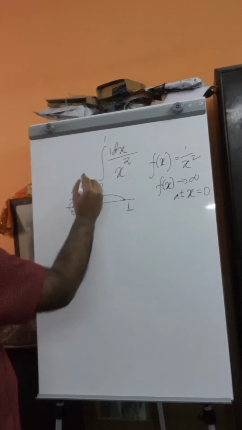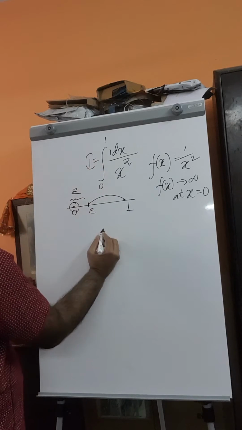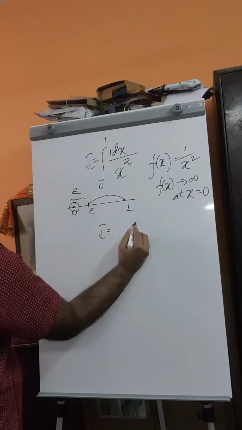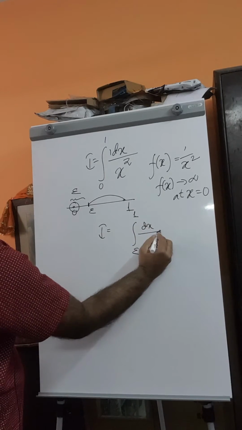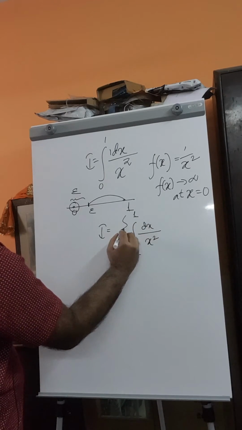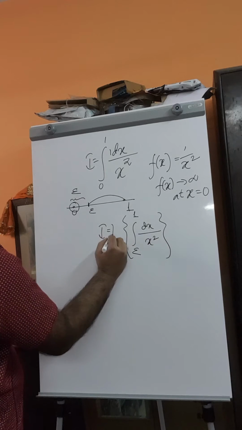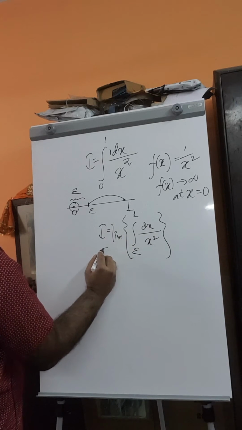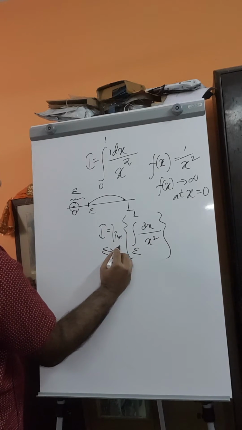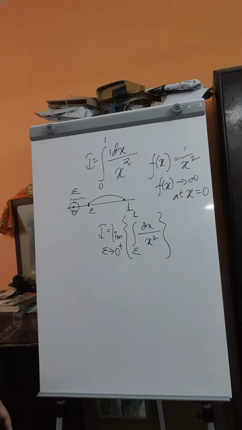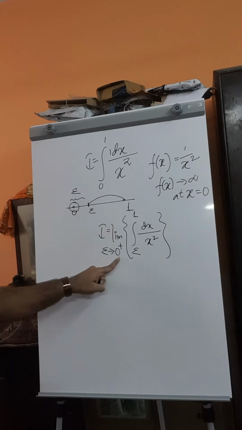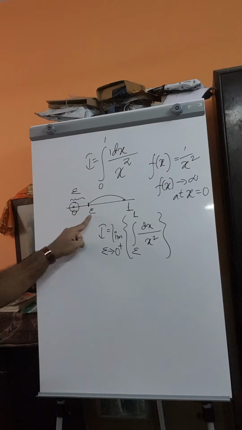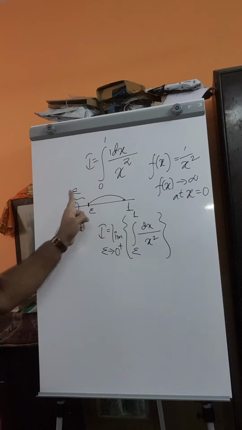So this becomes, if I call this integral I, so I is given by integral epsilon to 1 dx upon x square, and we apply limit over this integral as epsilon tends to 0 plus, because epsilon is this length. So when epsilon tends to 0 plus, that is the length minimizes, this point will gradually tend to 0. So practically we are getting the integration over the entire range.